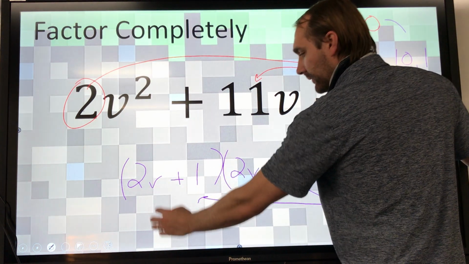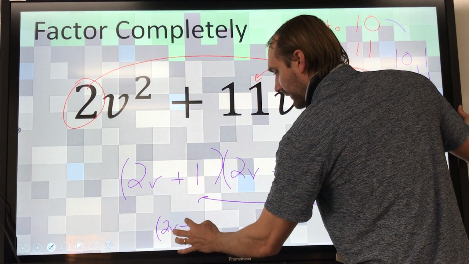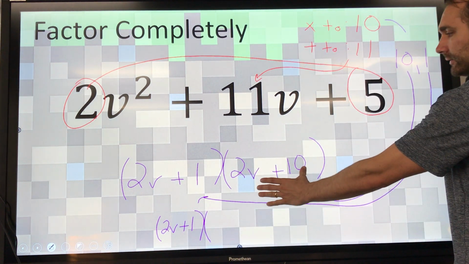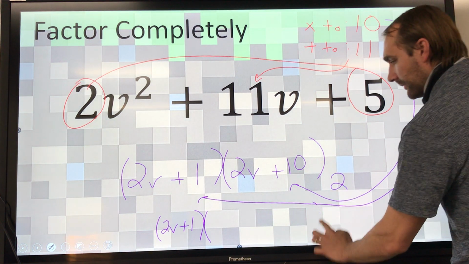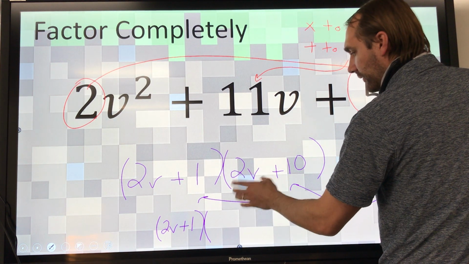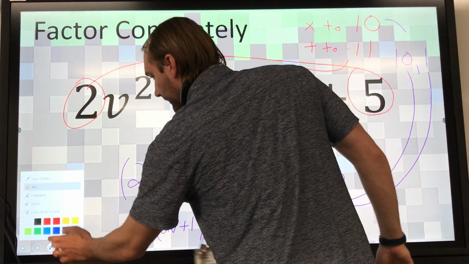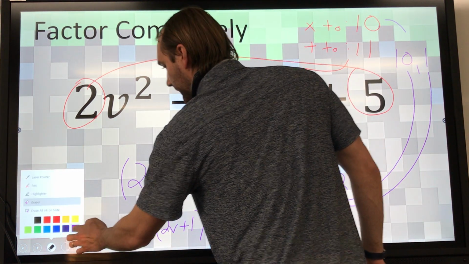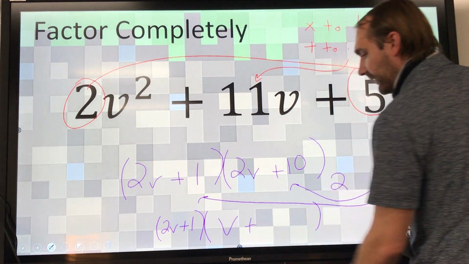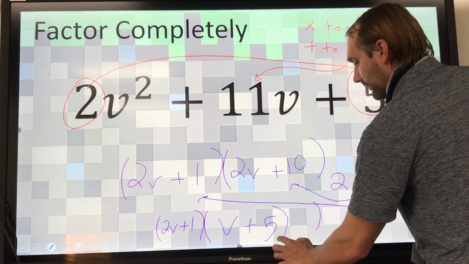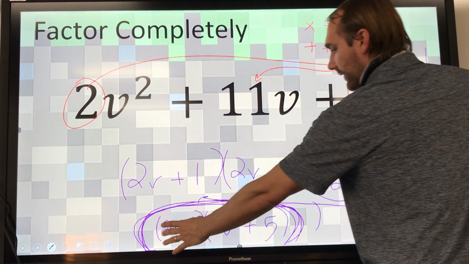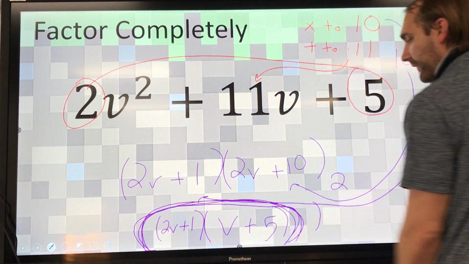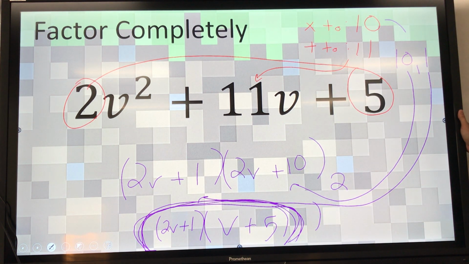So anything to factor out here? No. So 2v plus 1. Anything to factor out here? What can you take out? A 2. So I'm going to factor out a 2. 2 take away 2v is just going to be a v, right? And then 2 from 10 is a 5. Now I am done. There's nothing to factor out of these terms. 2v plus 1 have nothing in common. v and 5 have nothing in common. I am done. That is the no fuss method.